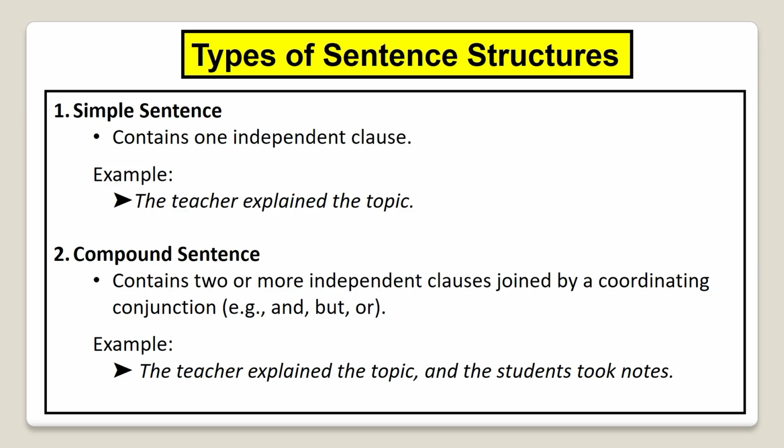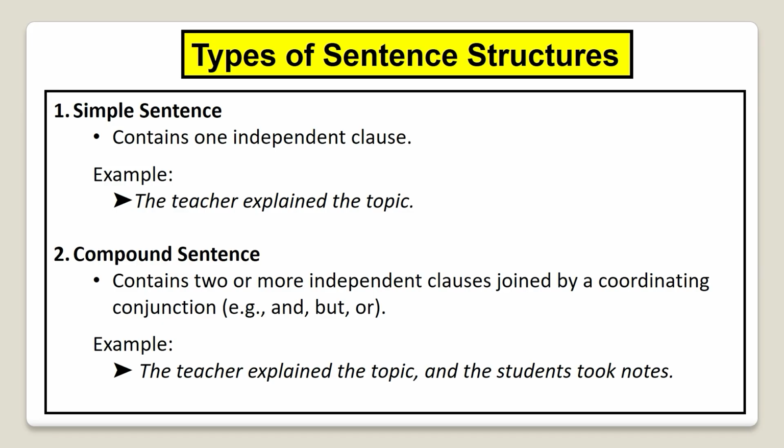A compound sentence consists of two or more independent clauses joined by a coordinating conjunction. What are the coordinating conjunctions? When a sentence uses words like "and" or similar words, you can understand that this particular sentence is a compound sentence.